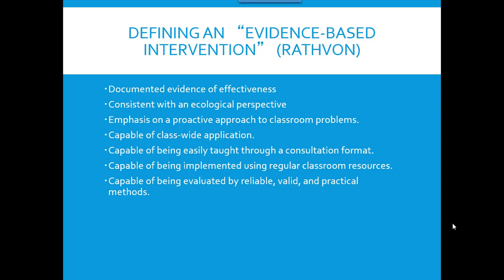And the evaluation methods need to have reliable, valid, and practical methods. Now we're going to talk more about reliability and validity at a later time, but just a heads up, reliable means that if I give the test today and I give it tomorrow, I'm going to get roughly the same score. And valid means that it actually measures what it says it measures. And then we have practical methods, which means that they're doable.